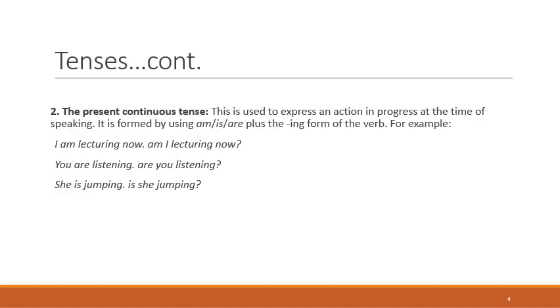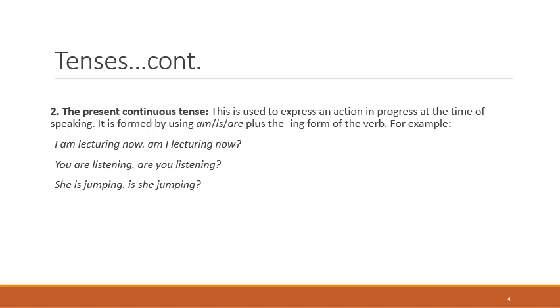Then another subtype of present tense is present continuous tense. We said this is used to express an action in progress at the time of speaking. That is, action that is currently taking place. It is formed by using am or is or are plus the ing form of the verb, that is the present participle form of the verb. For example, I am teaching now, you are listening, she is jumping.